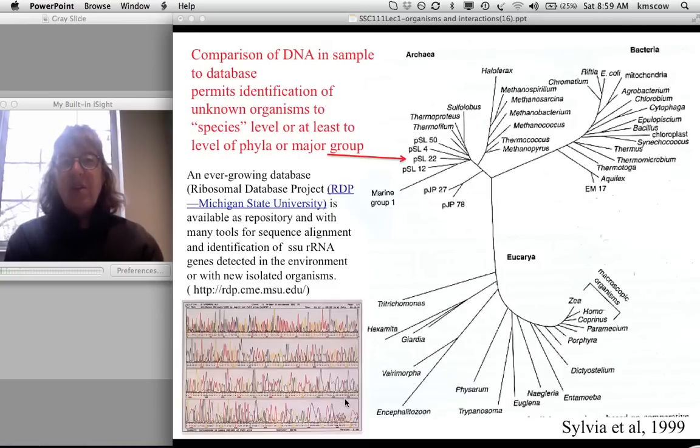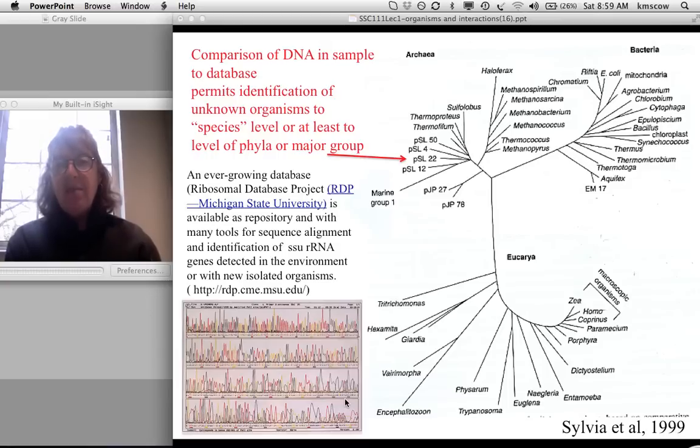Okay, so here's another picture of that same tree. Do you see the bacteria, the archaea, and the eukarya? And what this has opened up is just an explosion of capability in looking at microorganisms in nature. This has been just a wonderful event for microbial ecologists.